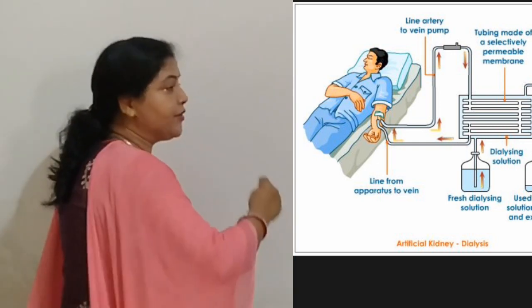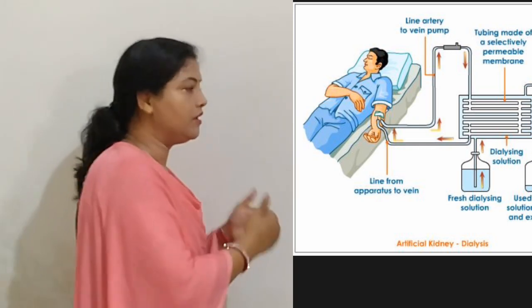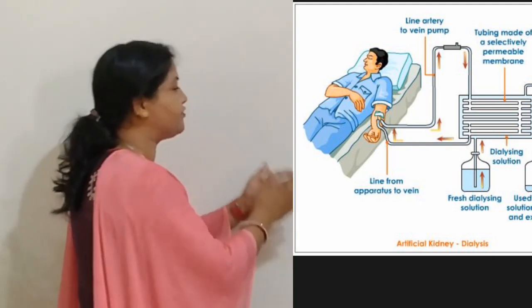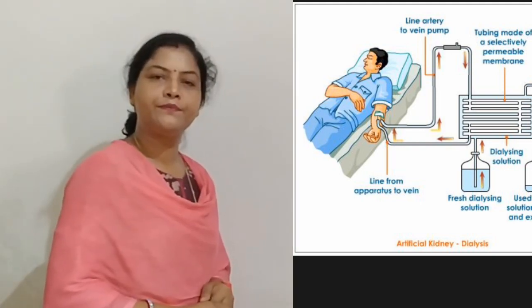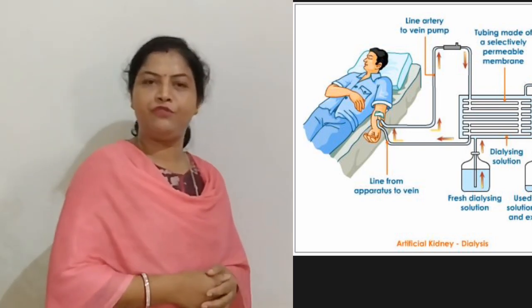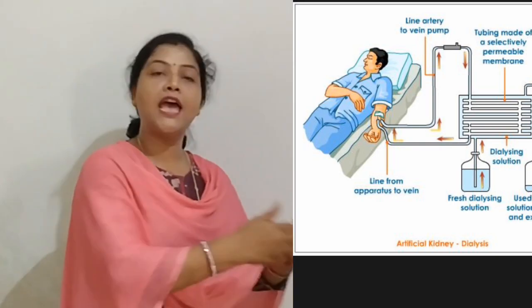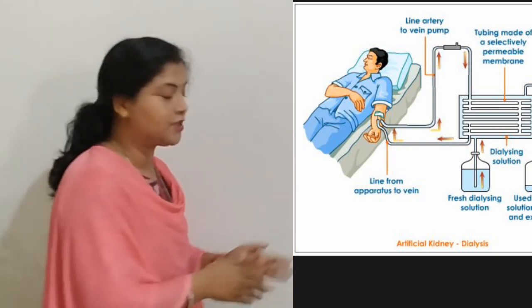And then it moves. With repeated diffusion, excretory products go to the dialyzing fluid. By the process of repeated diffusion, all excretory products go and mix with the dialyzing fluid, in which cellophane tubes are suspended.